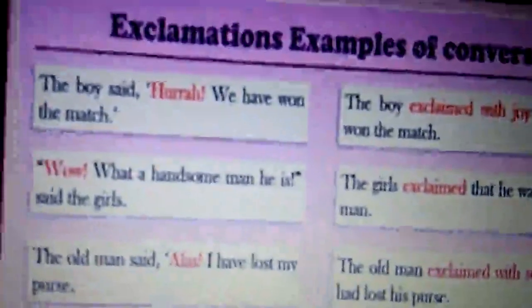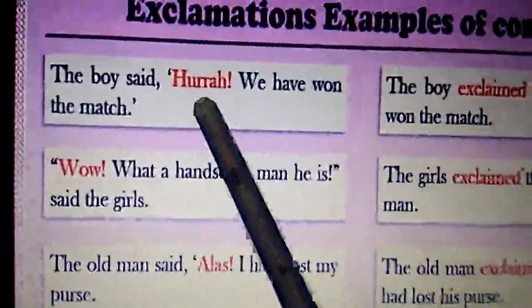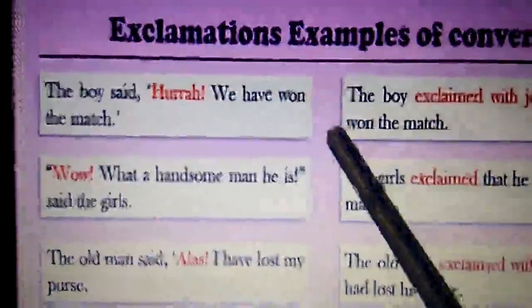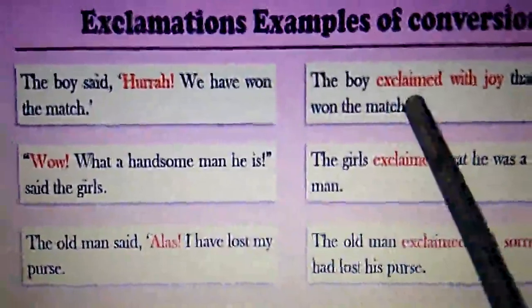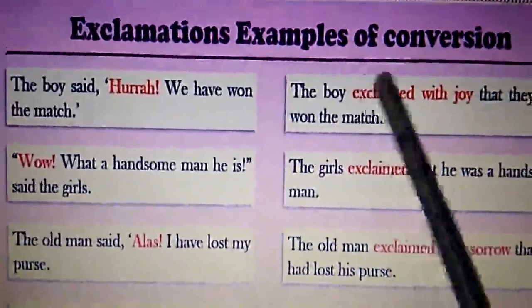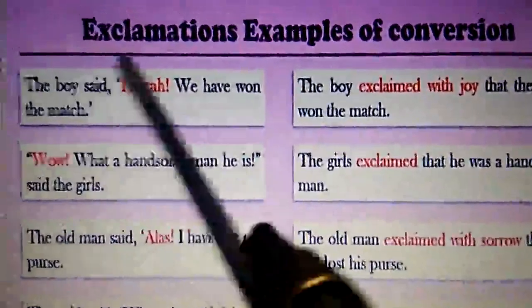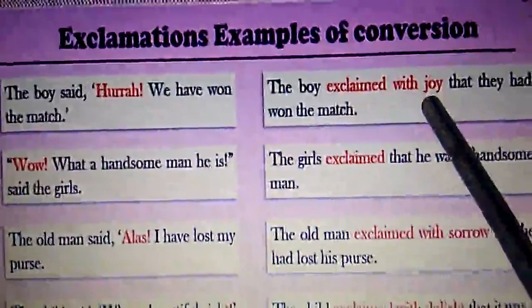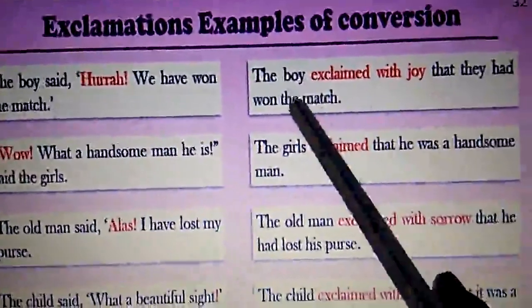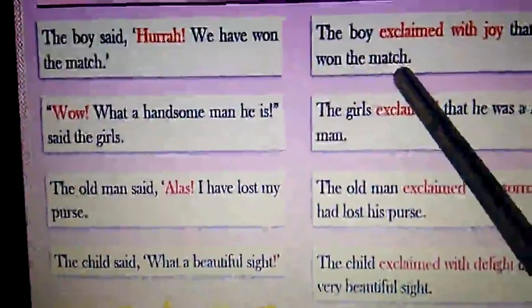For example, the boy said, "Hurrah, we have won the match." Hurrah is an expression used to express joy. When you convert this sentence into indirect speech, we have used a reporting verb exclaimed instead of said. Hurrah is an indication of joy, and so we have used the word joy here. The boy exclaimed with joy that they had won the match.